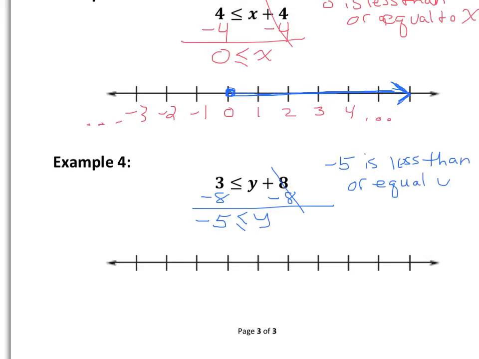Well, let's go to negative 5. We're going to pick any spot for negative 5. If that's negative 5, that's negative 4, negative 3, negative 2, negative 1, 0, 1, 2, 3, dot, dot, dot, dot, dot, dot. So if negative 5 is less than or equal to all of our values of y, and it is or equal to, so I'm going to close up that circle. If that's less than all of my values of y, then all my values of y are greater than negative 5. So all of my values of y are all these over to the right.